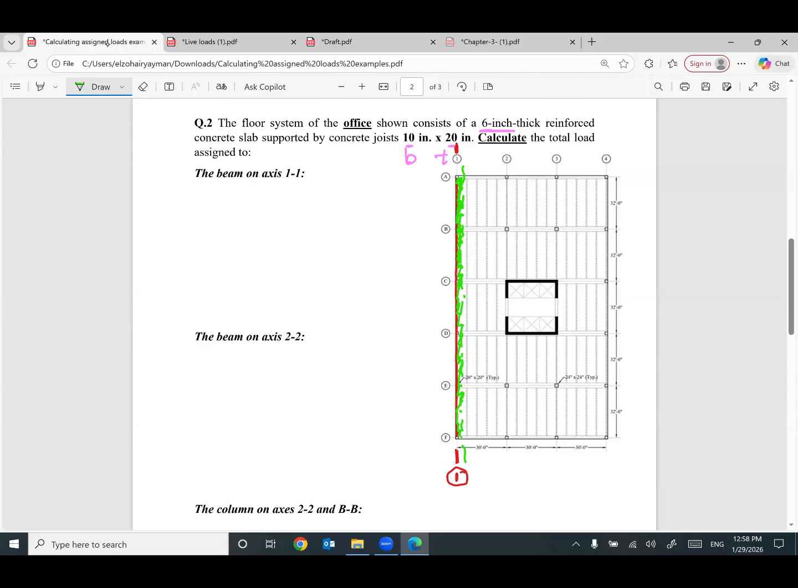So what is the total length of this area? And what is the lateral width of this area? The total length will be 32 plus 32 plus 32 plus 32 plus 32, 32 times 5, which will be 160 feet. How much is this lateral width? Can you help me?